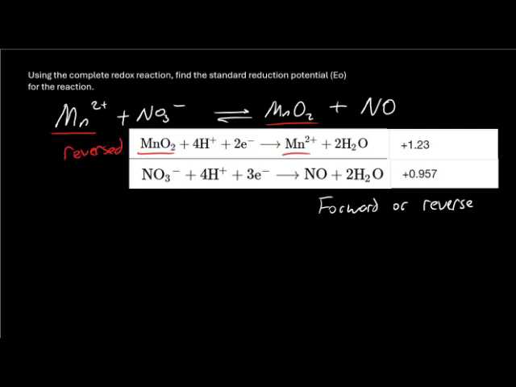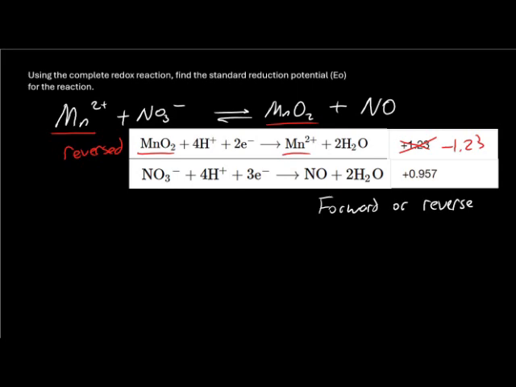If we reverse what's in the table, that gives us our actual reaction. And remember that if we ever have to reverse a reaction, we must also reverse the reduction potential. Therefore, the potential for this reaction that we actually did is not plus 1.23, it is now negative 1.23. Because we reversed the reaction, we must reverse the potential as well.